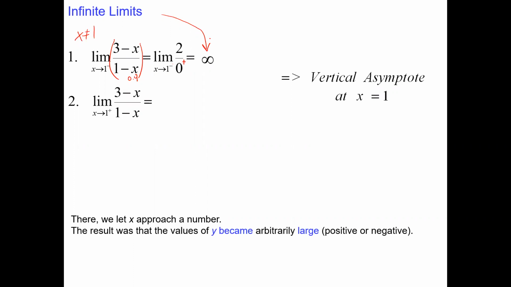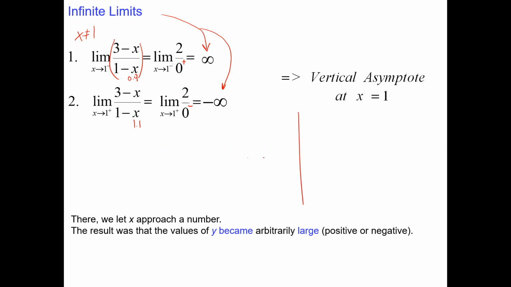Let's also check the right-hand side. On the right-hand side, we have 3 minus 1 is 2, 1 minus 1 is 0. However, that x is 1.1, 1.01, and so on. The value will be negative, tiny, but negative. 2 over a small number is a big number, but negative. Okay, that means that's the infinite limits.